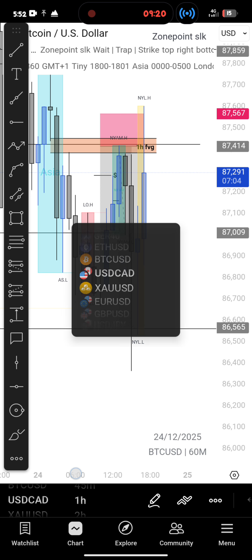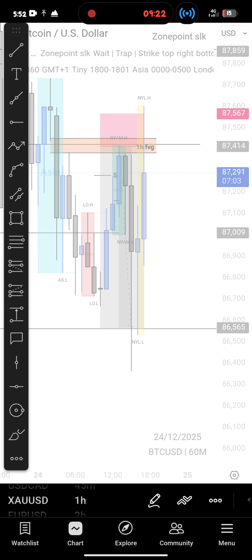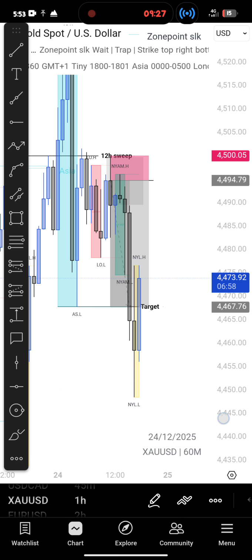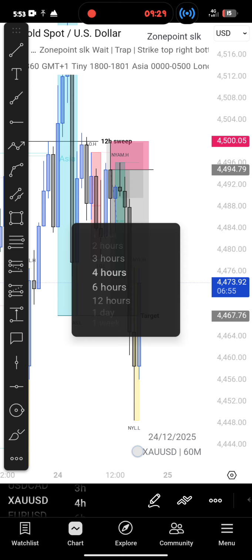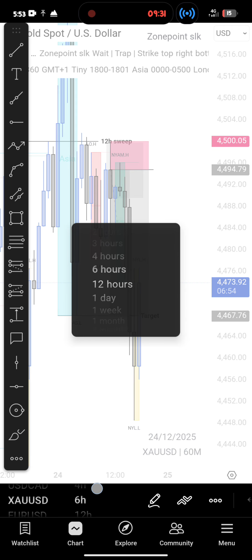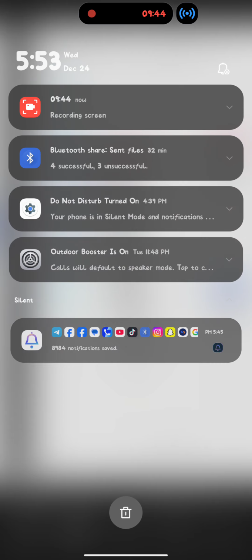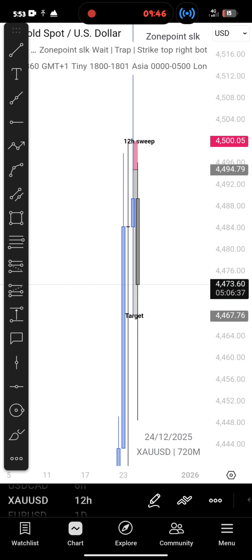So let's check on gold too. I took a trade on gold also. How did I take the trade? On gold, I love focusing on my 12 hours. A 12 hour candle is half of 24 hours, a full day. So I love focusing on the 12 hour candle most on gold. And that's the 3rd trade I took today.